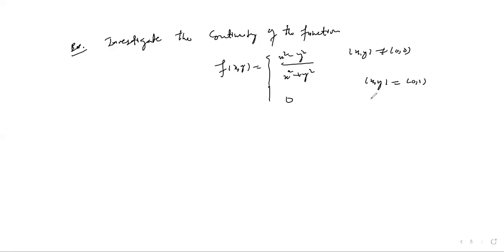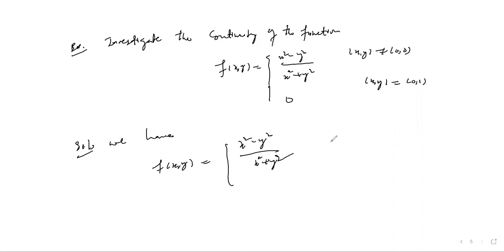So it means that you have to check its continuity at the origin. So the procedure is similar. We have f of x comma y is equal to x square minus y square divided by x square plus y square, for x comma y not equal to 0 comma 0, and 0 for x comma y equal to 0 comma 0.